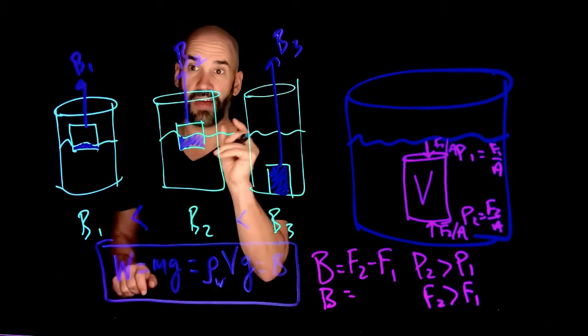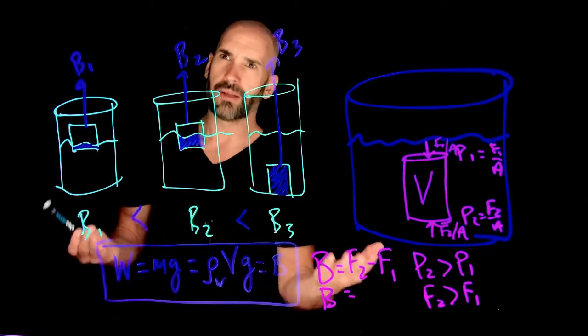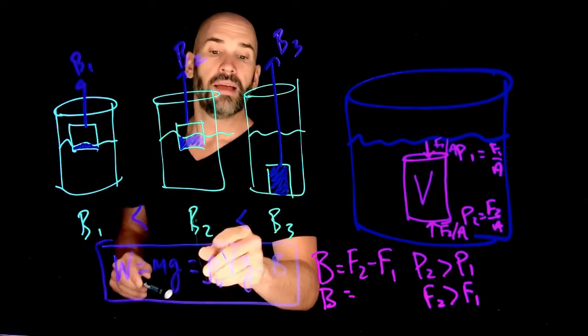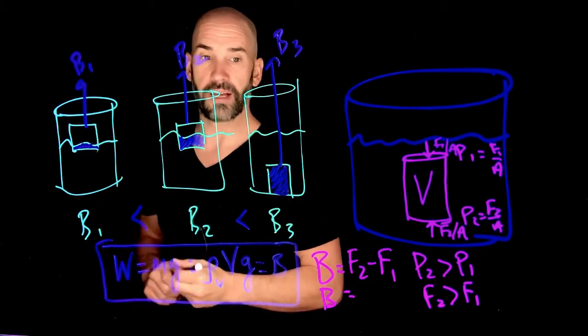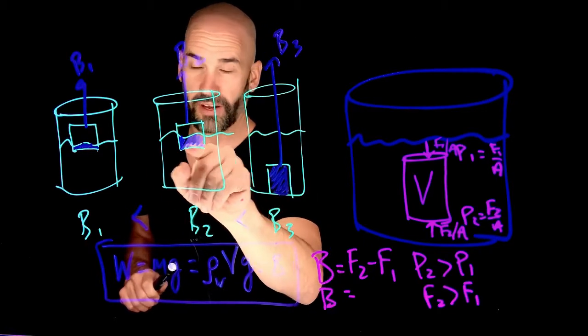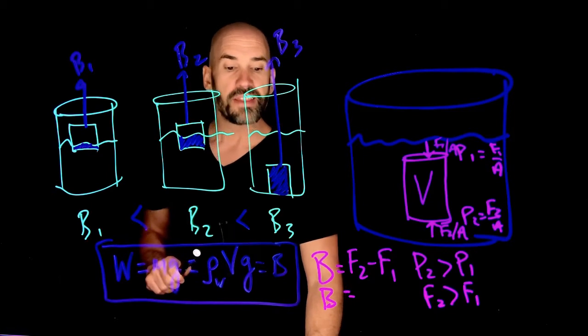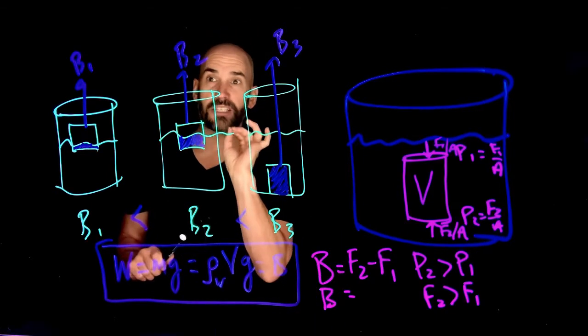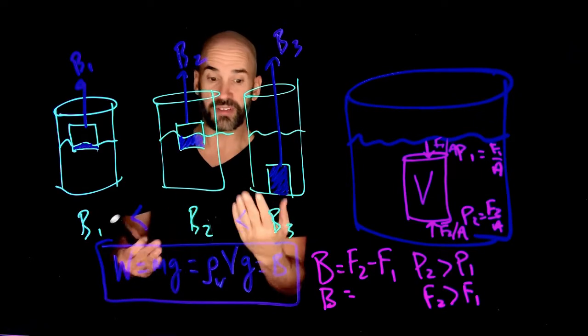of any object, as long as you know what fluid it's submerged in. In this class, it'll be mostly water. And as long as you know how much volume is displaced. In this case, this volume will be more than this volume, will be more than this volume. So this completely explains when we see something float versus when we see something sink.